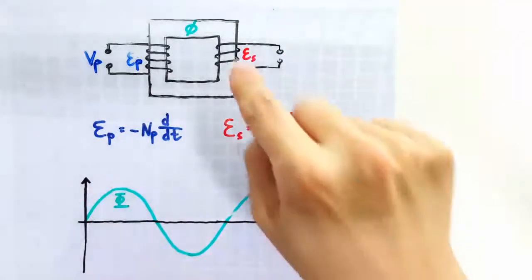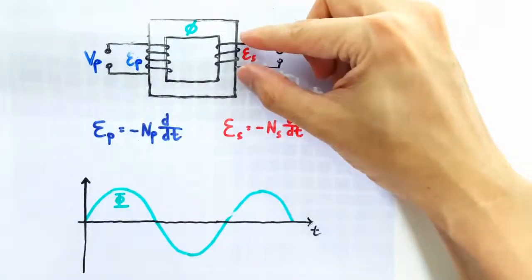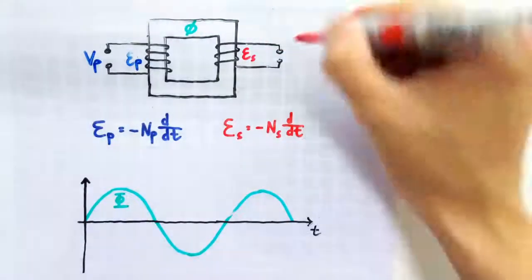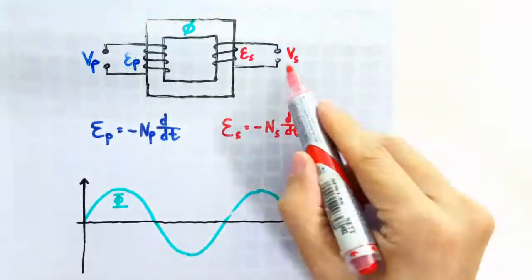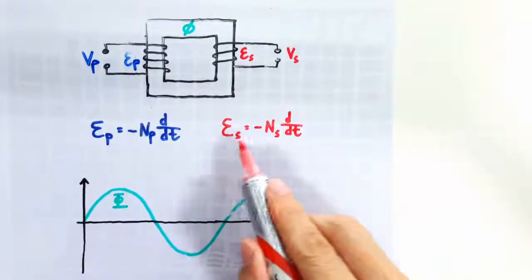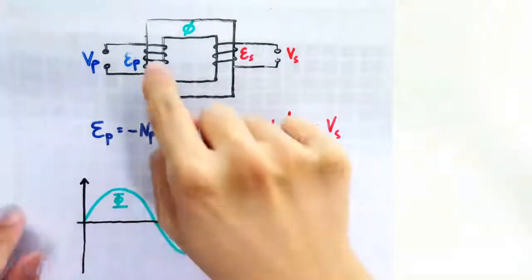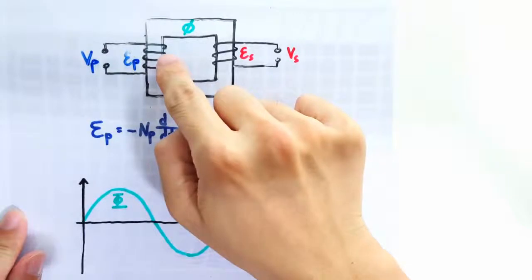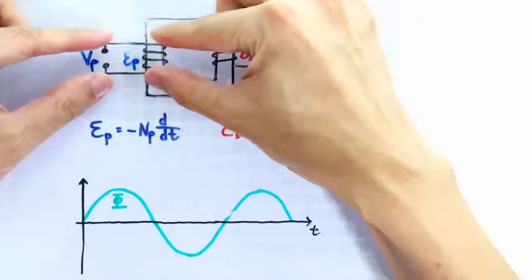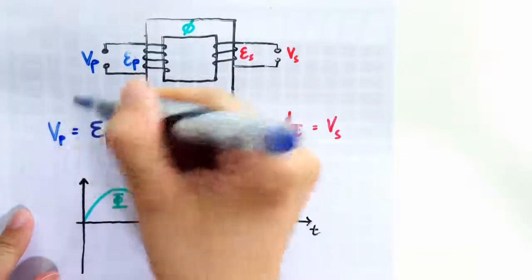In an ideal transformer, the coils have negligible resistance. So the induced EMF across this coil is also the terminal potential difference across the secondary coil. So the secondary voltage Vs is basically equal to the induced EMF in the secondary coil. So I'm going to write here ES equals Vs. Likewise, on the primary coil, if the resistance is negligible, then the induced EMF must match the primary voltage exactly. So I'm going to write here Vp equals EP.